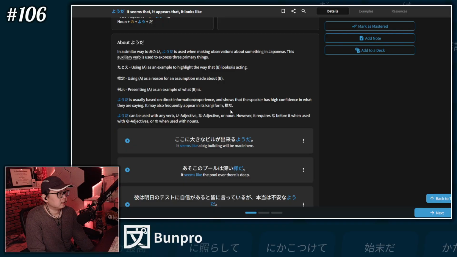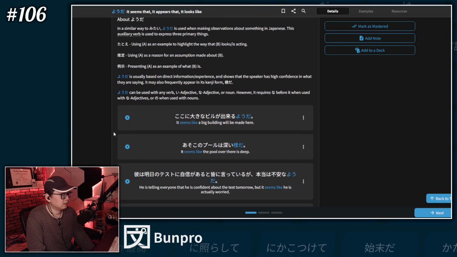Yoda is usually based on direct information or experience and shows that the speaker has high confidence in what they're saying. It may also frequently appear in its kanji form. Yoda can be used with any verb, i-adjective, na-adjective with a na, or noun with a no. However, it requires na before it when it's used with a na-adjective, or no when it's used with nouns.